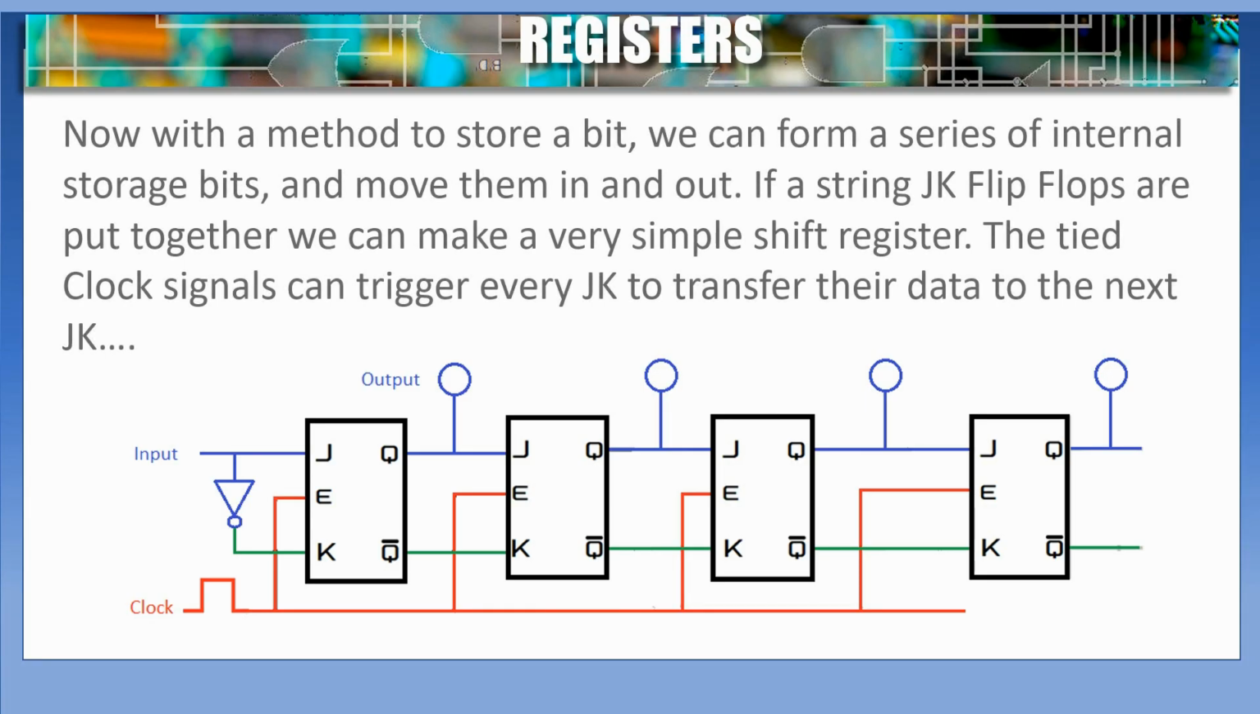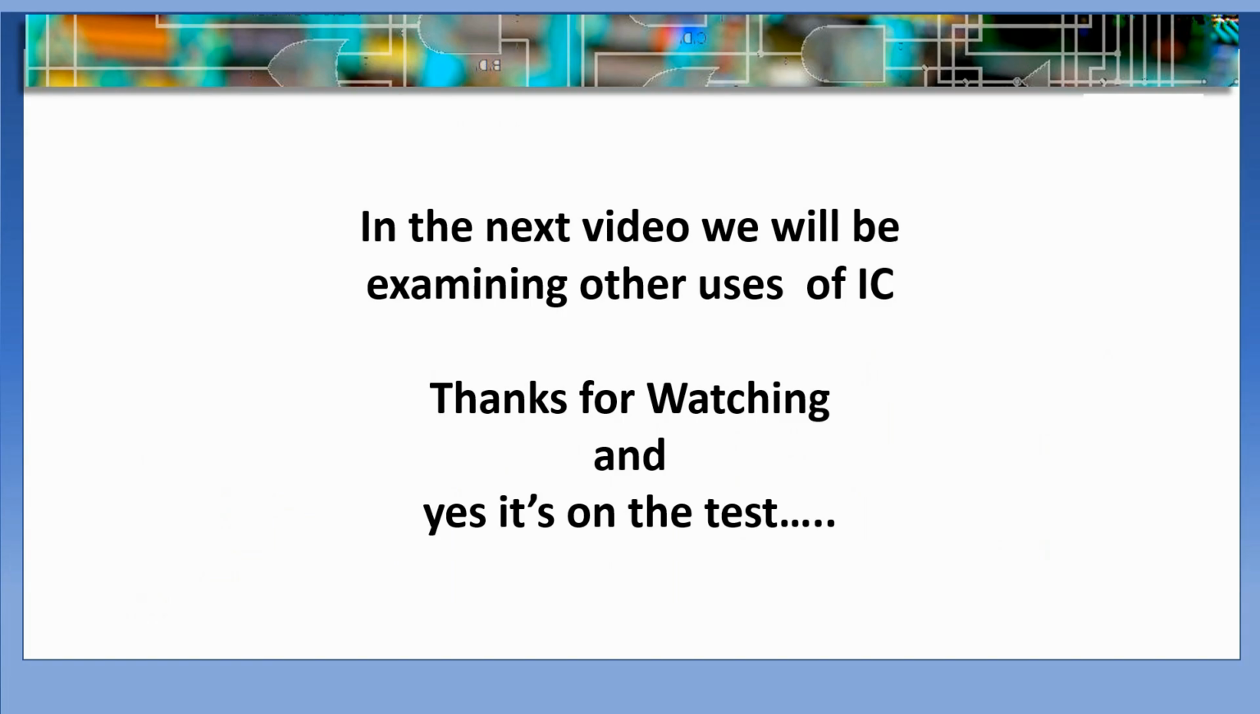Now that we have that method, we can form a series of internal storage bits and move them in and out. If a string of JK flip-flops are put together, we can make a very simple shift register. The tied clock signals can trigger every JK flip-flop to transfer their data to the next JK flip-flop, and you've just created a register. In the next video, we will be examining other uses of integrated circuits.